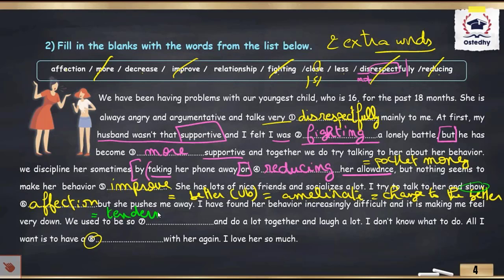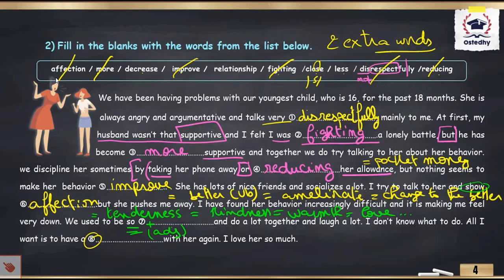Synonyms of tenderness: love, kindness, warmth. Okay, but I have found her behavior increasingly difficult and it is making me feel very down. We used to be so, and then after so, what do you need? An adjective.